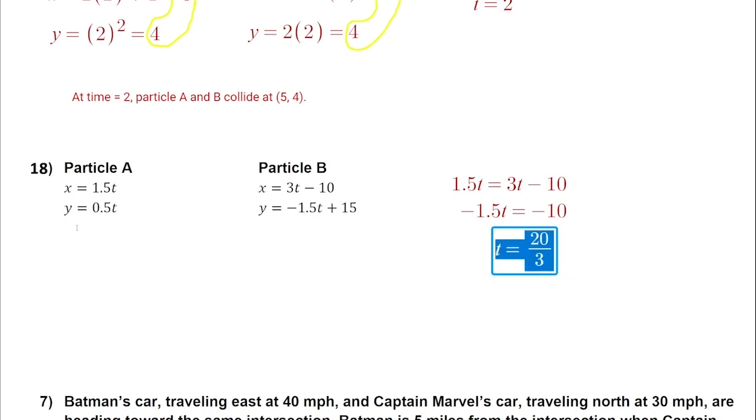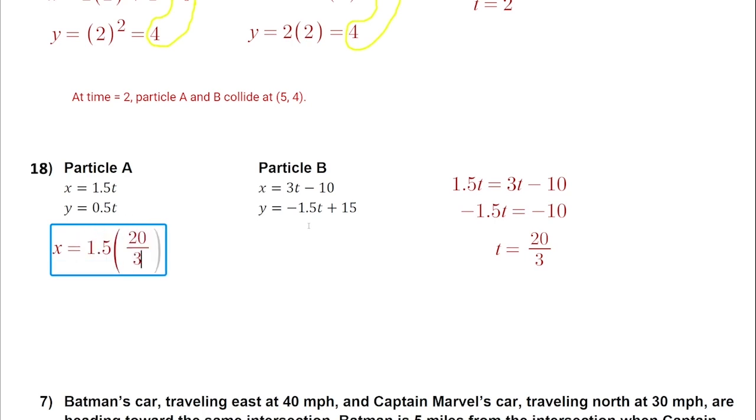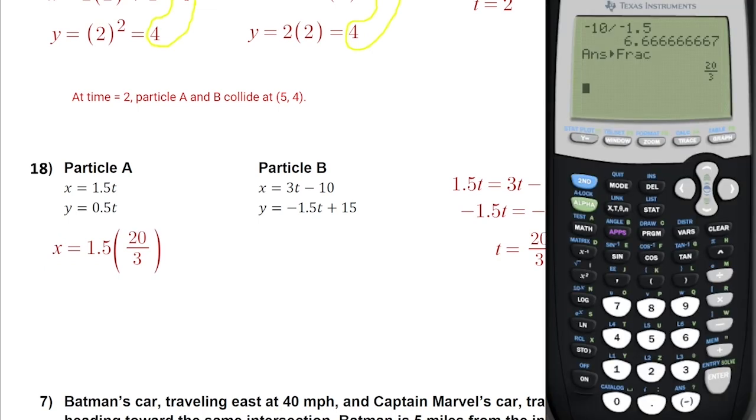Okay, so we're going to figure out where particle A is at that time and where particle B is. So particle A's x coordinate will be 1.5 times 20 thirds. I'm getting the feeling I'm going to need to keep that calculator up. So let's pull that calculator back up. We have 20 thirds times 1.5, which is 10. Okay, so that's kind of nice.